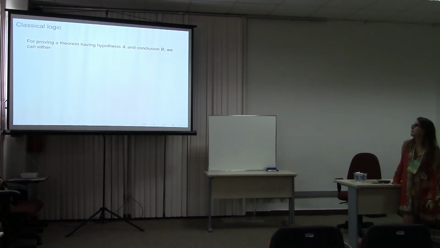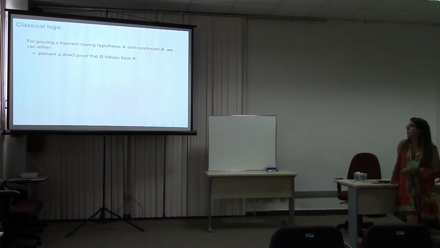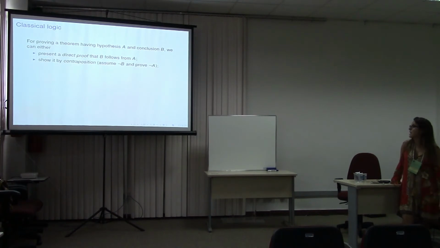about it. So when you want to prove a theorem, and you have a conclusion B that you want to prove, and you have a hypothesis A, we have three ways of doing that. Either you present a direct proof, you construct a proof from A to B, or you can show that A follows from B by assuming not B and then proving not A. This is known as contraposition.